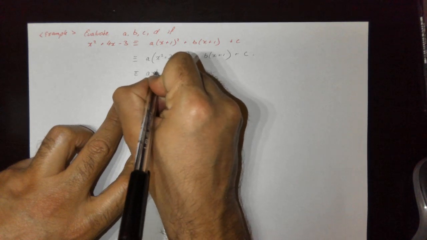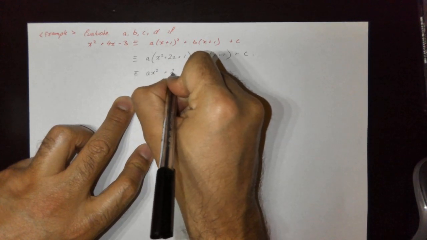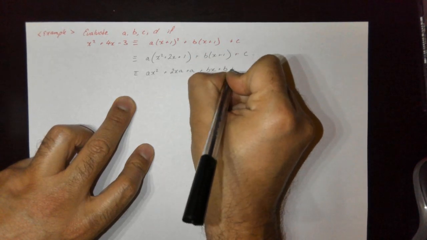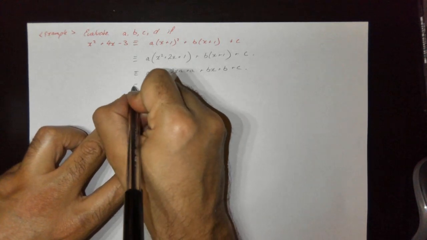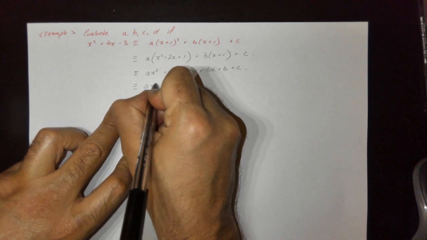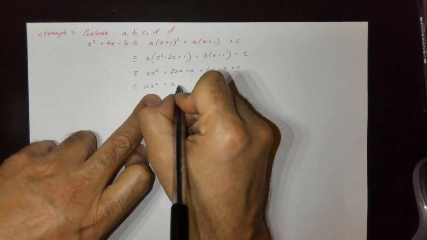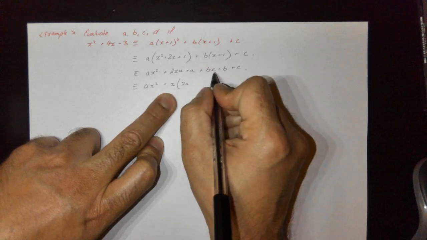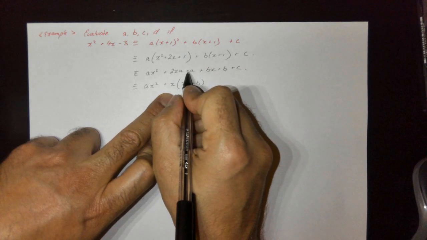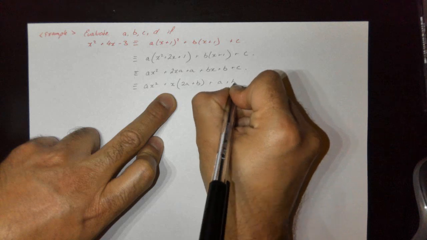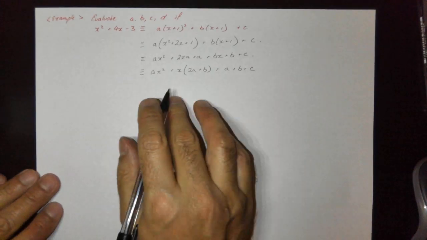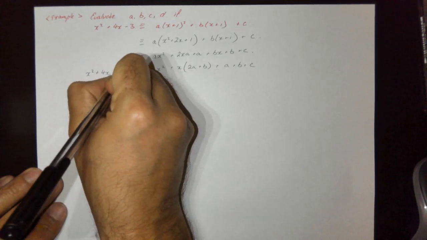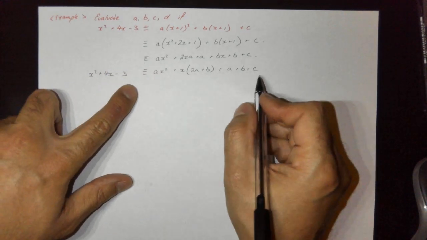So ax squared plus 2xa plus a plus bx plus b plus c. And what I'm going to do is now write this in terms of the x's. So here I've got x on the outside, so I need 2a and I need b. Alright, and then a, b, c is the constants at the end. Now this is similar to this. So the coefficients must be similar.